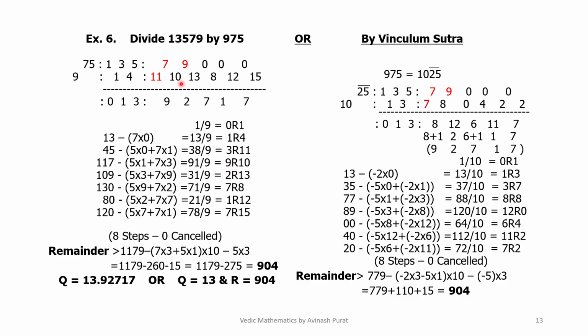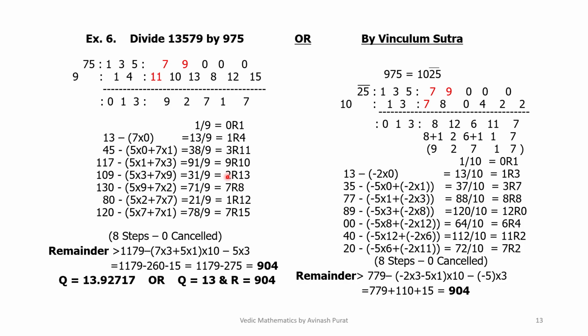Now 109 minus (5 into 3 plus 7 into 9), that is 63 plus 15, 78. 109 minus 78 is 31 divided by 9. So quotient is 2 and remainder is 13.